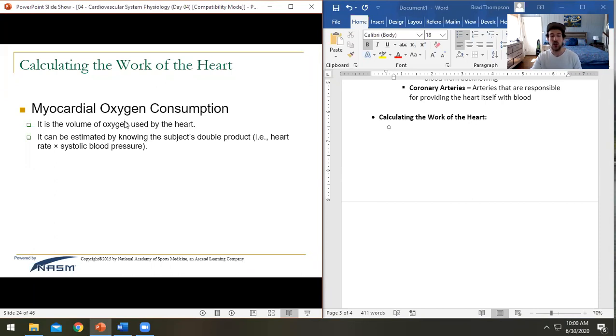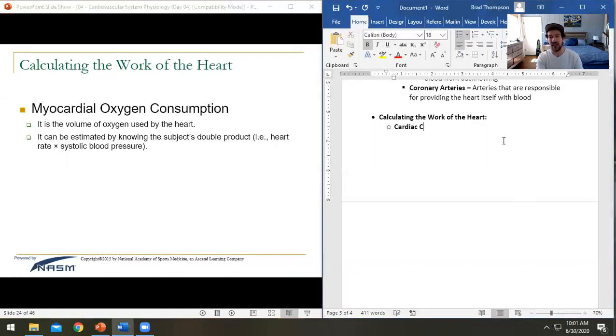So we actually call that your myocardial oxygen consumption. That's the volume of oxygen that your heart is eating in order to do its work, right? And we can estimate this by knowing your heart rate times your blood pressure. So we're going to have a term for that. We're going to call that your cardiac output, okay? And we'll look at that in just a second here.